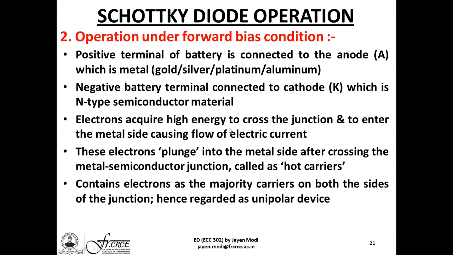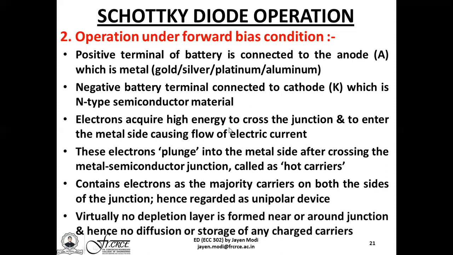The Schottky diode contains electrons as the majority carriers on both sides of the junction. Hence, the name unipolar device. Virtually, there is no depletion layer or depletion region formed around the metal semiconductor junction interface. Hence, there is no diffusion or storage of any charge carriers. This is the most important point that the Schottky diode has as compared to a normal PN junction diode in its forward bias mode of operation. This makes an almost zero case for a diffusion capacitance to exist for a Schottky diode as opposed to a normal PN junction diode.